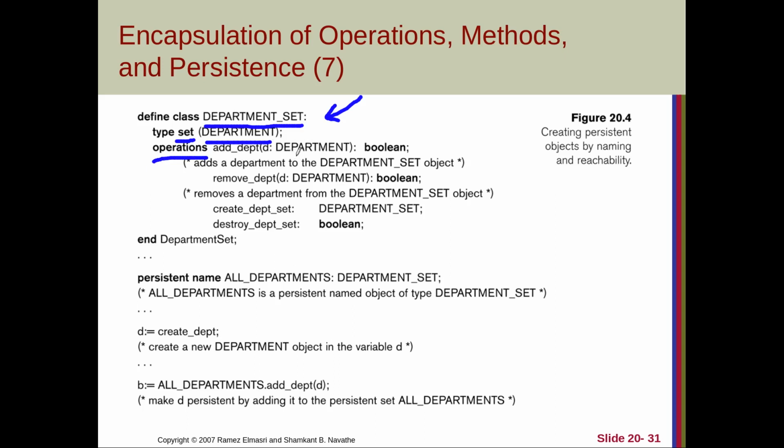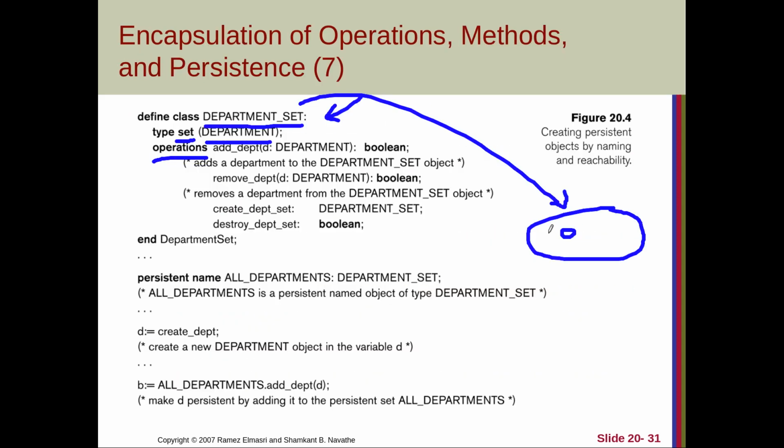which means we can add a department object into the department set. Into that basket we need to add some department. So this basket is actually the department set. If you add one department into that, add department takes the department as the parameter of the add department function, and returns a boolean value. The description given here says it adds a department to the department set object. So this is the class department set.